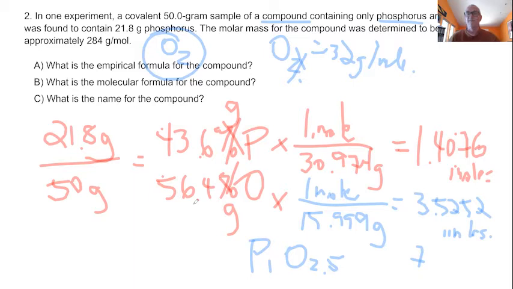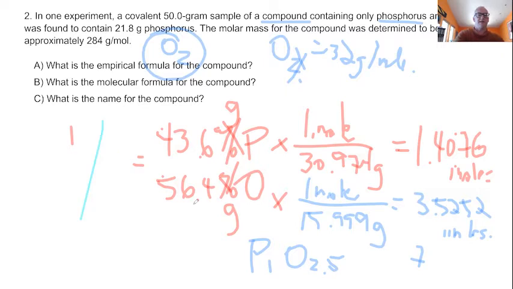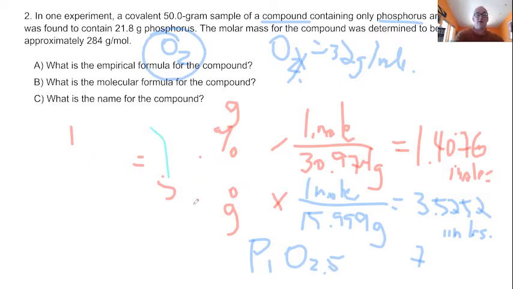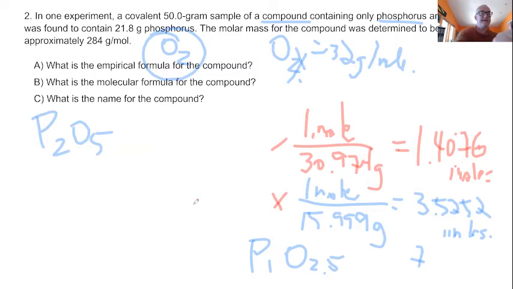2 to 5. Right, 2 to 5, because these both need to be whole numbers, because in a molecule I can't have 2.5 atoms of oxygen. That's not going to work. So our final answer for A, anyway, is P2O5. So that is the answer to A.